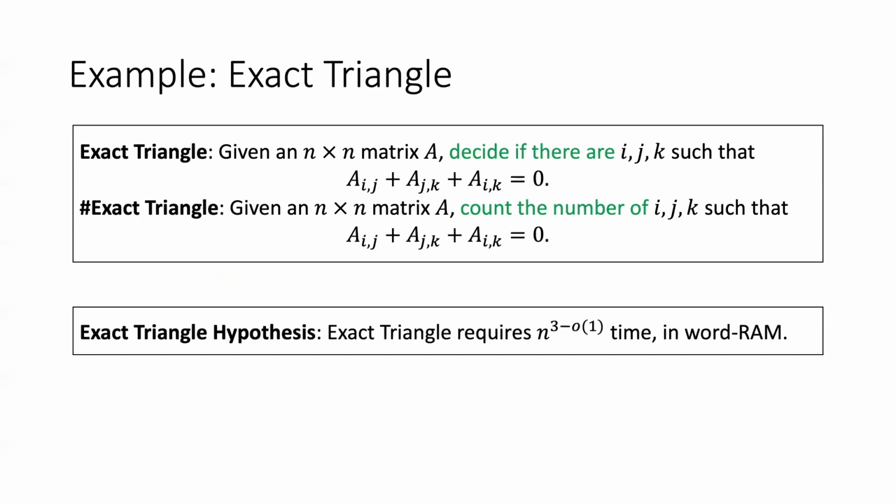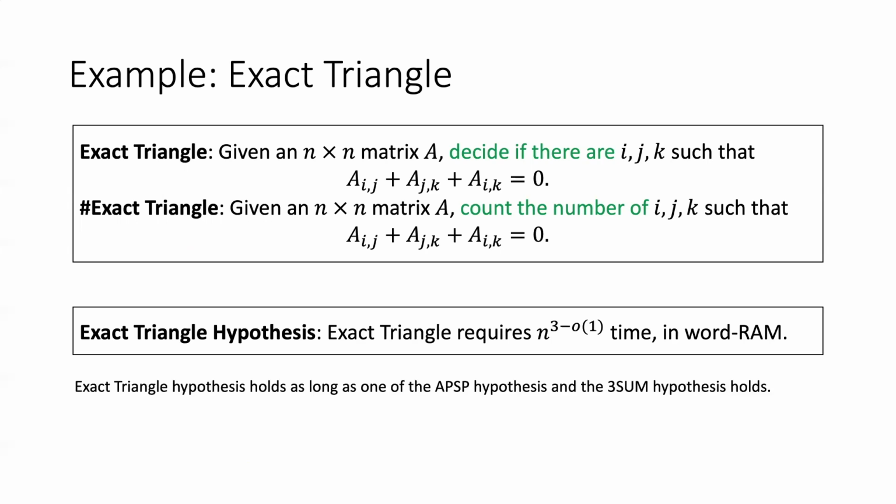The exact triangle hypothesis is a popular hypothesis in fine-grained complexity, and it says that exact triangle essentially requires n-cubed time. It's known that the exact triangle hypothesis holds as long as one of the APSP hypothesis and the three-sum hypothesis holds. So people have been using it to show very believable conditional lower bounds, because if a hardness result holds under the exact triangle hypothesis, then it will also hold under either the APSP hypothesis or the three-sum hypothesis.